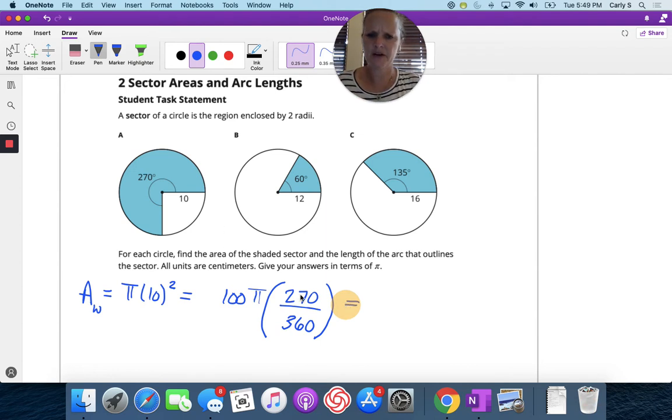I need my handy dandy calculator. I can probably figure it out without it, like I can cancel the zeros and whatever. But I'm going to do 100 pi. Do not calculate the pi, just let that hang out to the end. Times 27 divided by 36. And that gives me 75 pi. All units are centimeters.